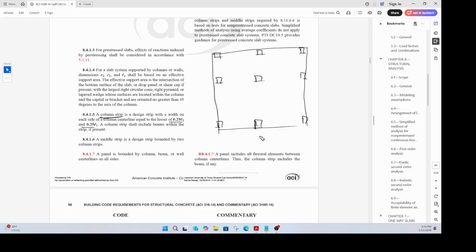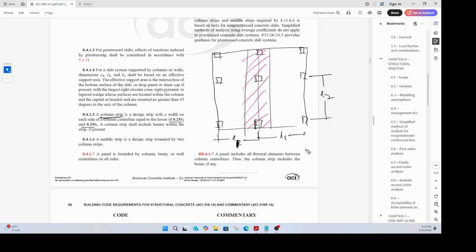Okay, so let's say from center line to center line, this span is L1, and let us assume that it is the same in both directions. So this is also L1, and the dimension perpendicular is L2. The column strip is a strip from the center line of those columns, on either side, on this side as well as on that side. So the column strip is that hatched portion. But how wide is it? That depends upon your L1.